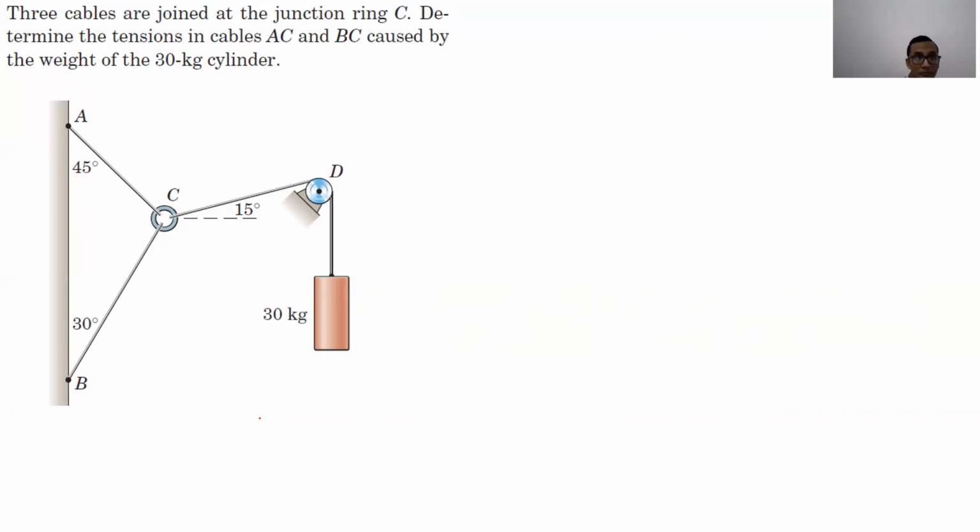Three cables are joined at the junction C. Determine the tension in cables AC and BC caused by the weight of a 3 kilogram cylinder. Remember there is a pulley here. If you have 3 kilogram force, what do you know about this? How can we draw the free body diagram? Anyone here can help me?